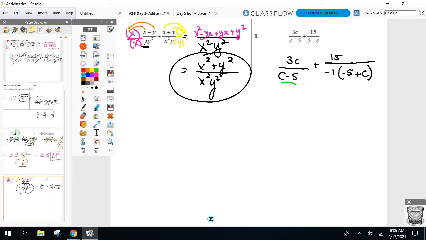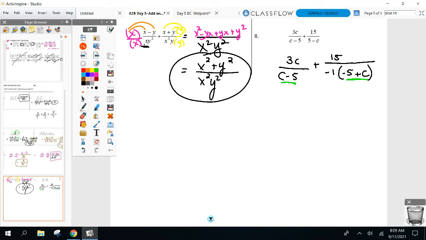Watch. Anybody see? They're the same. Aren't those the same exact thing? Yeah. Now we have common denominators, don't we? So when you see the opposites in the denominator, just take a -1 from one of them, and you'll end up with common denominators.